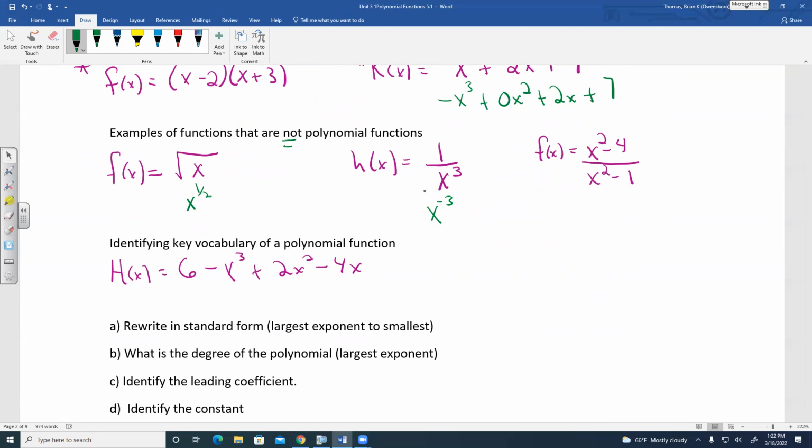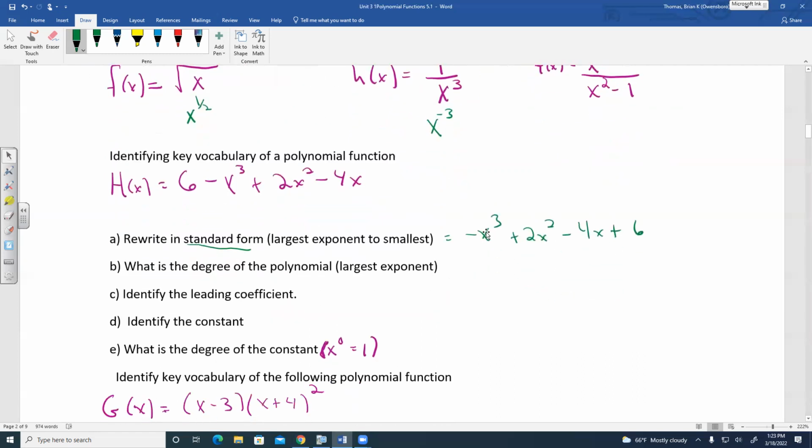So again, identifying key vocabulary of a polynomial function. One of the first things to pick up on is a polynomial function must be written in what we call standard form. Standard form means the largest exponent to the smallest exponent. So if I look at this example here, notice that it should actually be negative x to the third plus 2x squared minus 4x plus 6. That would be the correct way of writing it. So if the terms are out of order, it's up to us to put those terms in the correct order.